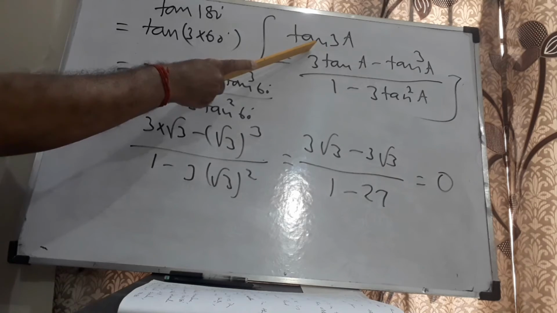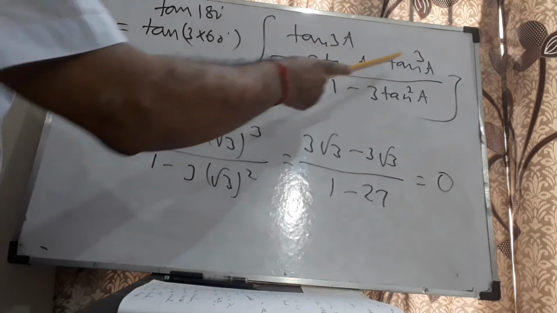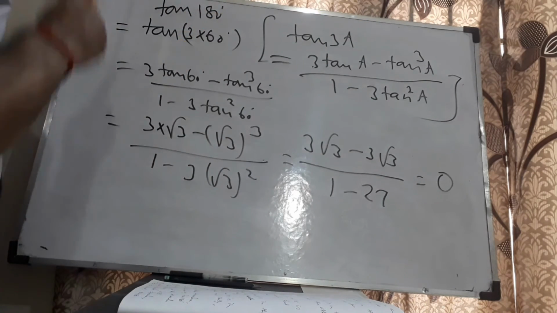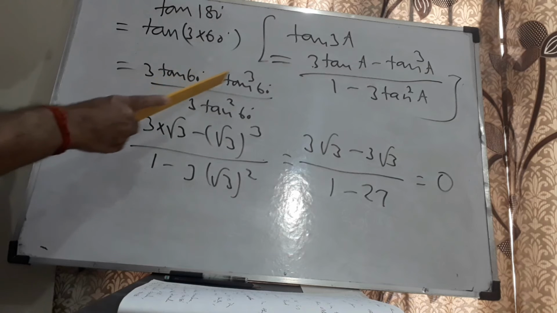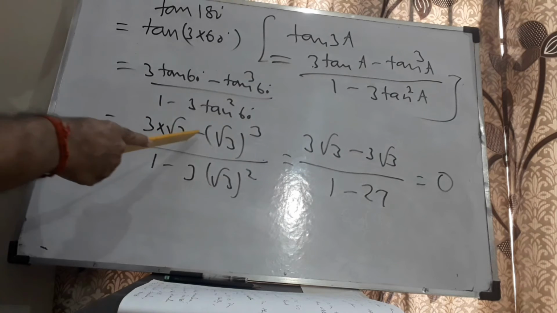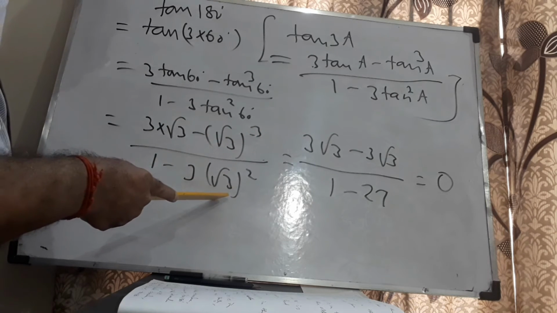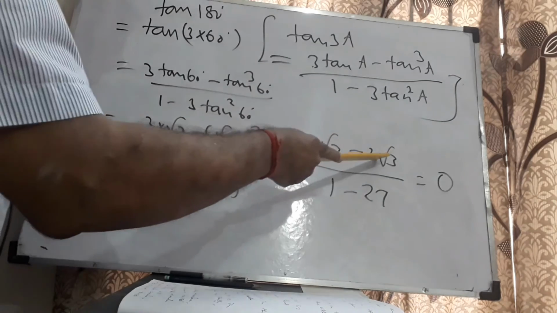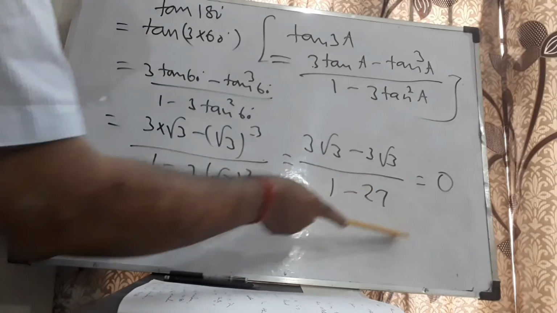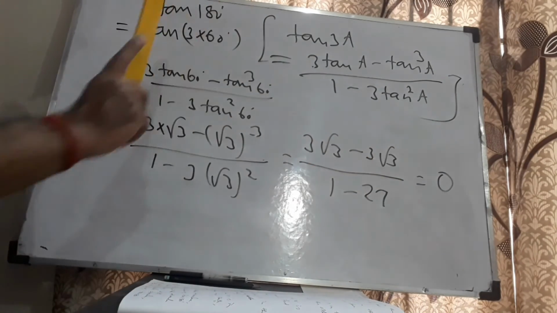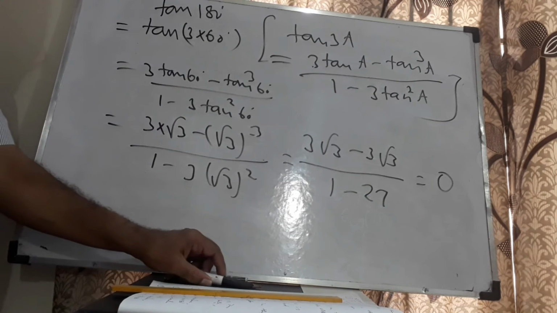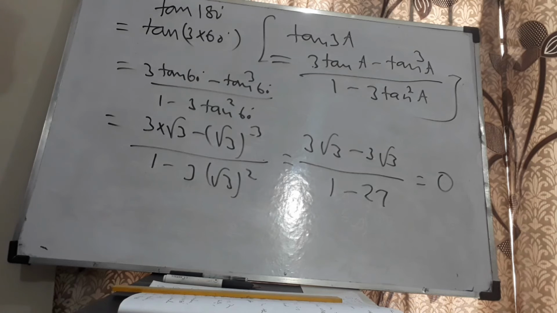Just recall the formula of tan 3A: 3 tan A minus tan cube A by 1 minus 3 tan square A. Instead of A I have 60 degrees. Therefore 3 tan 60 degrees minus tan cube 60 degrees by 1 minus 3 tan square 60 degrees. 3 into root 3 minus root 3 whole cube by 1 minus 3 into root 3 the whole square. 3 root 3 minus 3 root 3 by 1 minus 27. Here the numerator is reduced to 0. Anyway, it is a non-zero quantity in the denominator. 0 by a non-zero quantity becomes 0. Therefore, I end up with tan 180 degrees to be 0.